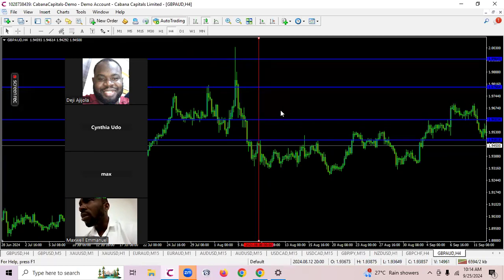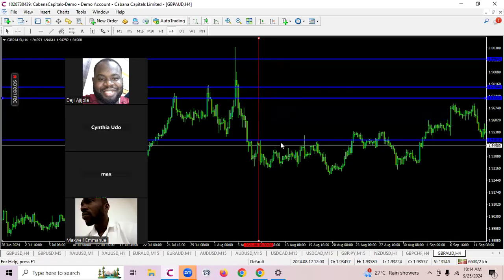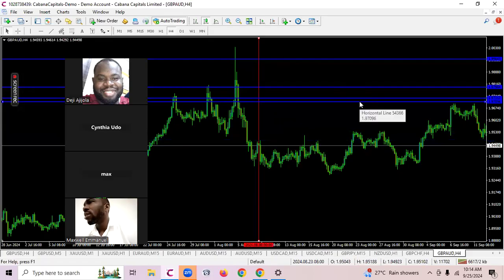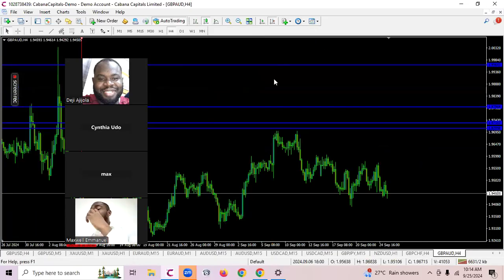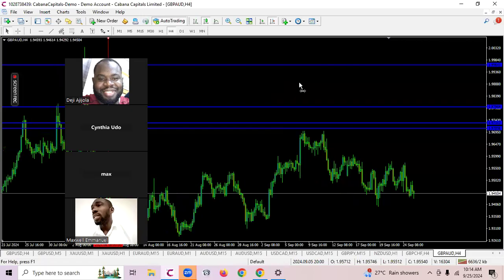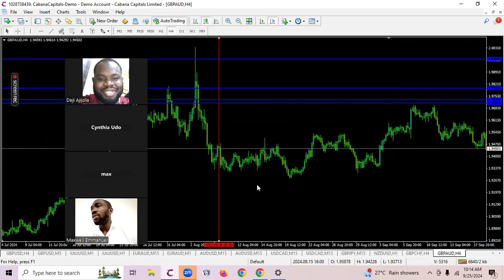So you can see on 4-hour, we had the fair value gap here too. You can see this. Okay, this is the fair value gap on 4-hour, and price almost filled that gap. So based on what we have on weekly and daily, GBPUSD is bearish.